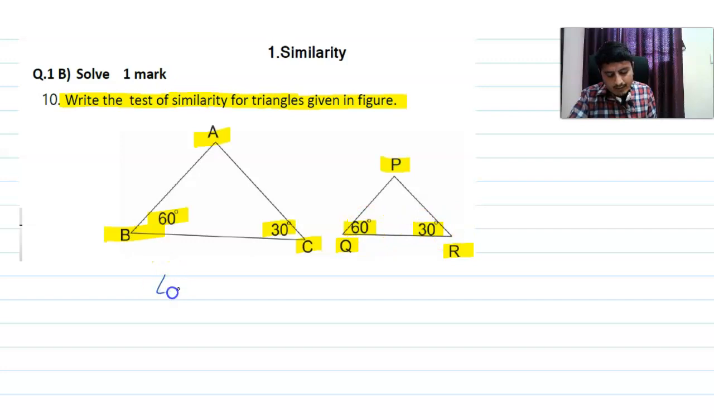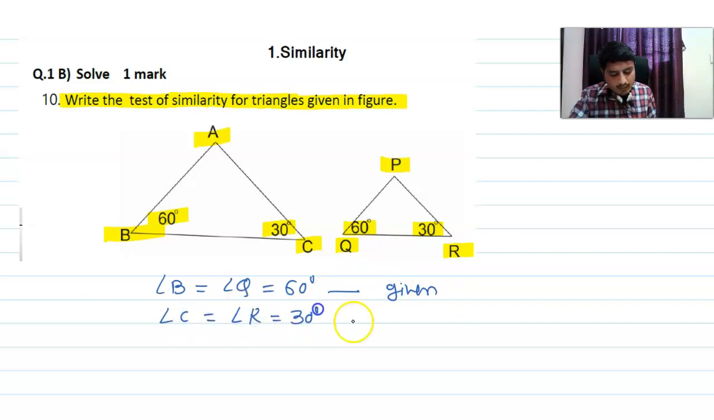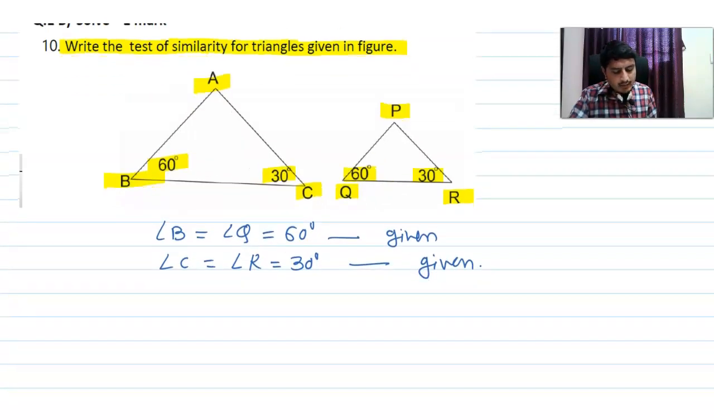So I am writing at the start, we have angle B is equal to angle Q. Both are 60 degrees as per the given. Next, we have angle C equal to angle R. Both are 30 degrees as per the given. So we may call them equation 1 and 2.